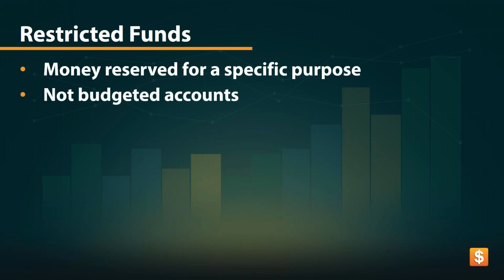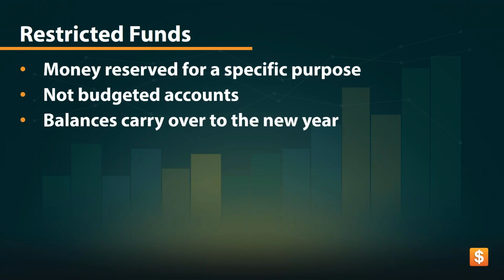These are not budgeted accounts. You cannot assign budgets to restricted funds. The balances do carry over to a new year. So if you have a building fund and it runs over 3 years, then as you're receiving that money, you could store it in the restricted fund. Then come January of 2019, that money isn't zeroed out.